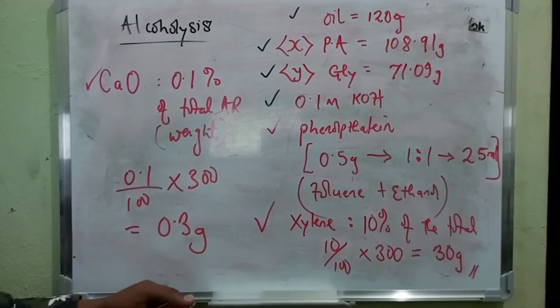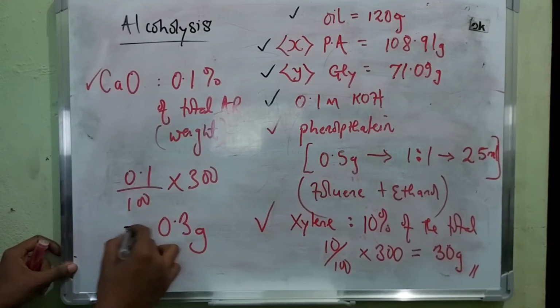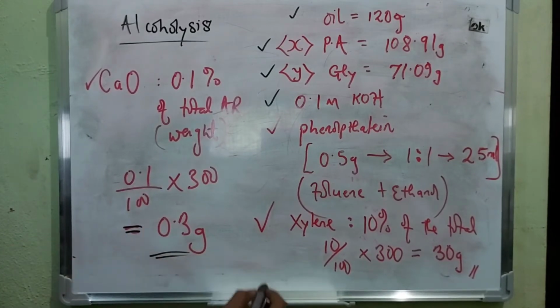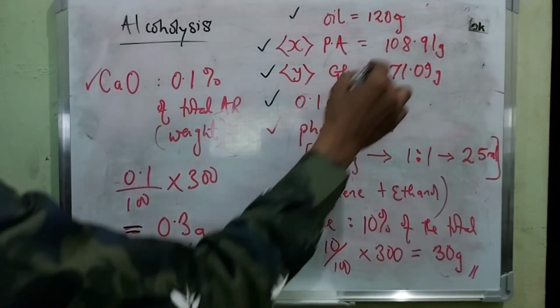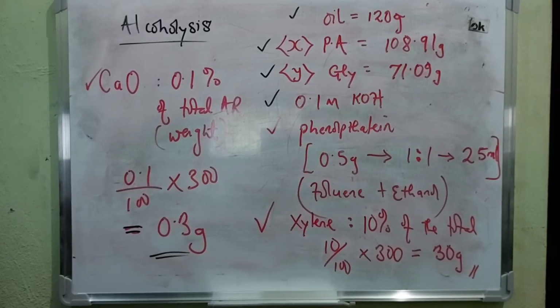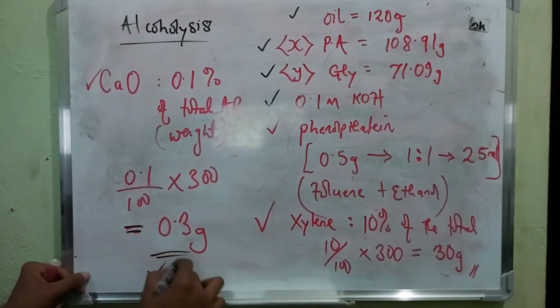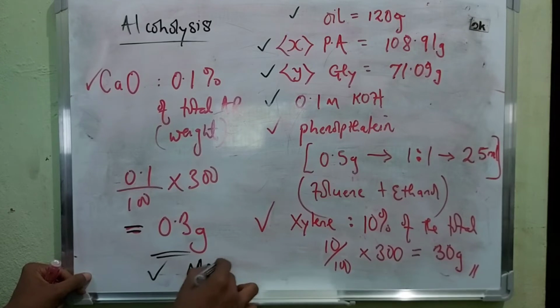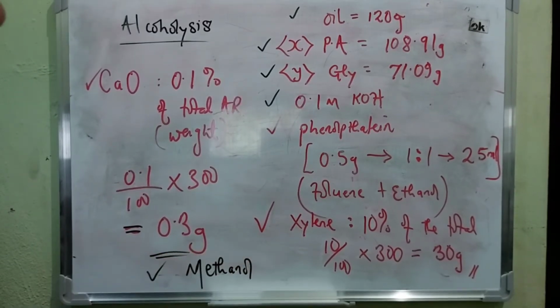So these are the reagents for the synthesis of alkyd resin. And we also need methanol. Lastly, methanol will be used in the first stage for the solubility determination of the alkyd resin. So we will need methanol.